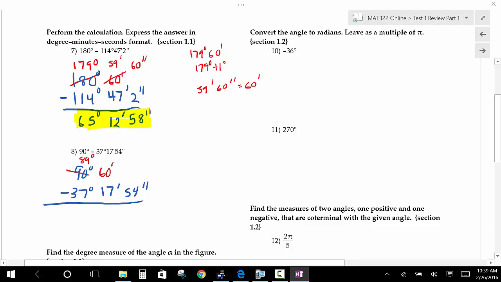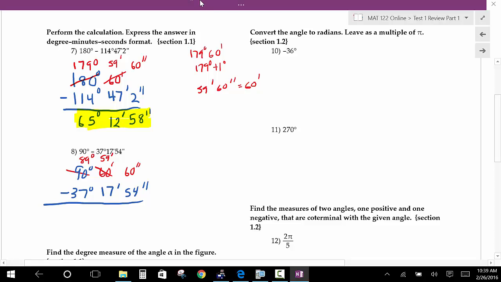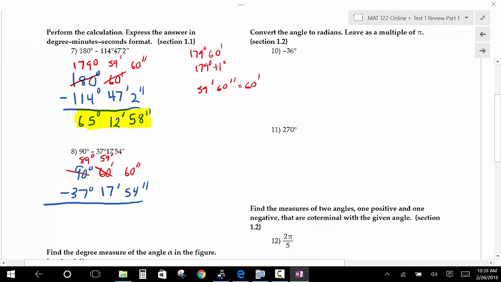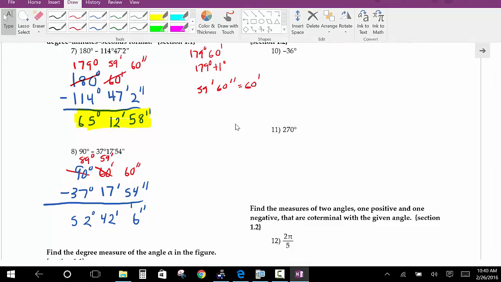So that gives 60 minutes. Now you've got to borrow from that to make that 59, and then give back so that you don't steal. So that's going to be 60 seconds like that. Now you're ready to subtract, and you'll have the final answer. So 60 minus 54 is going to be 6 seconds. 59 minus 17 is going to be 42 minutes. And then this will be 52 degrees like that. So that should be the solution to that problem then.